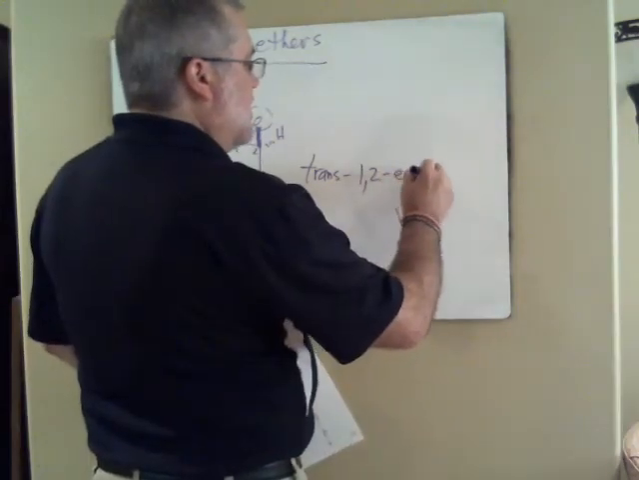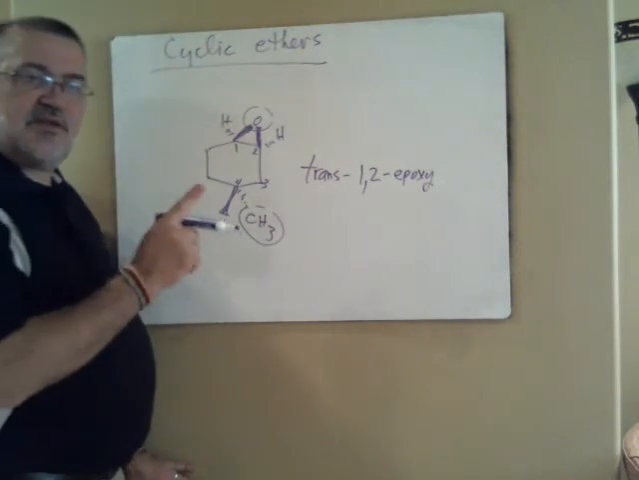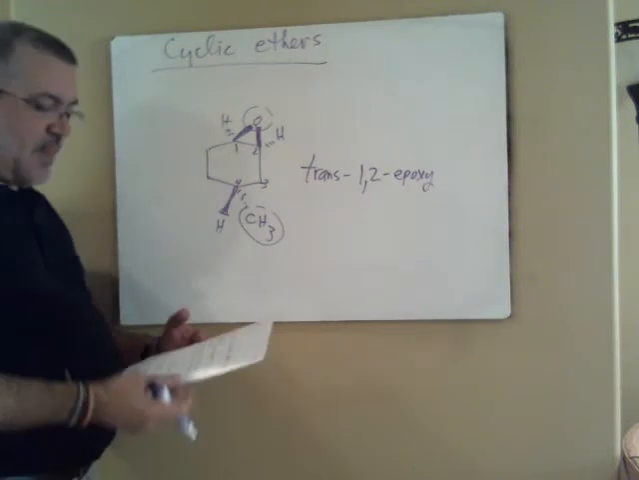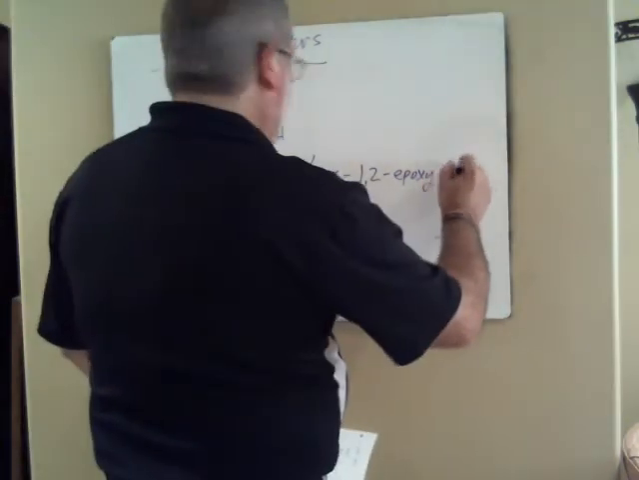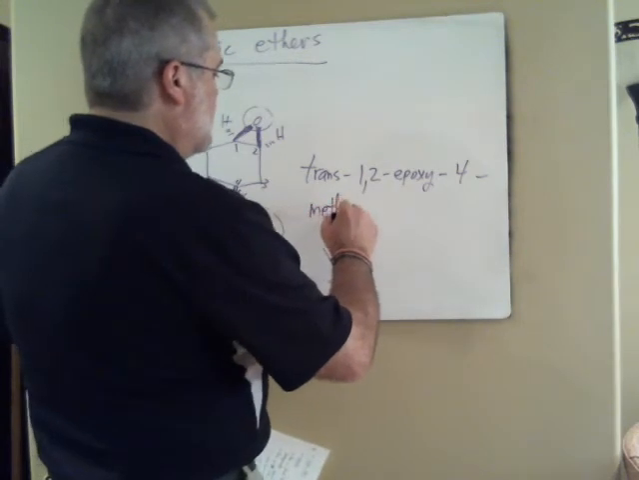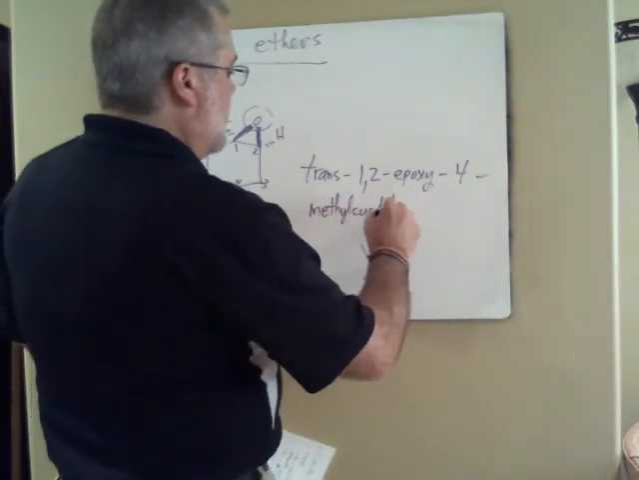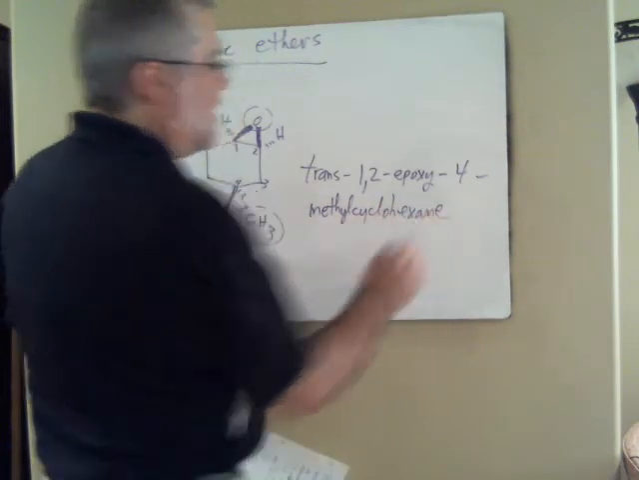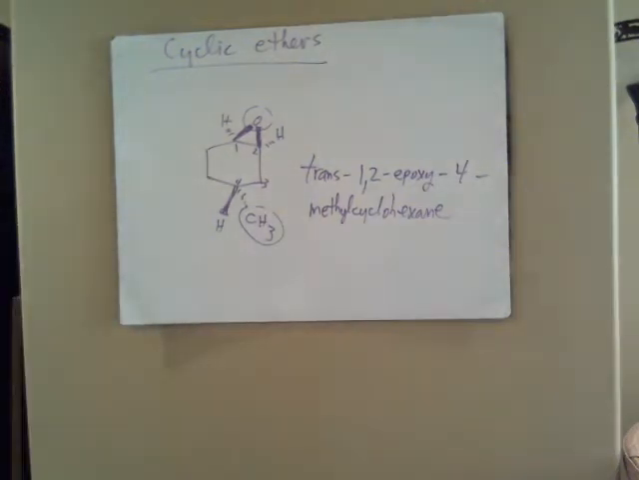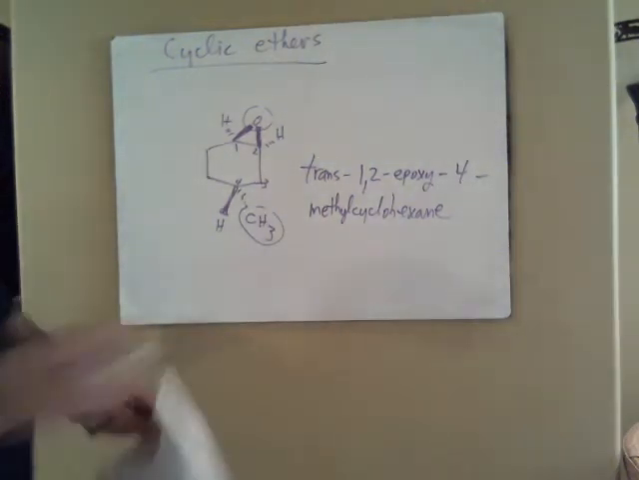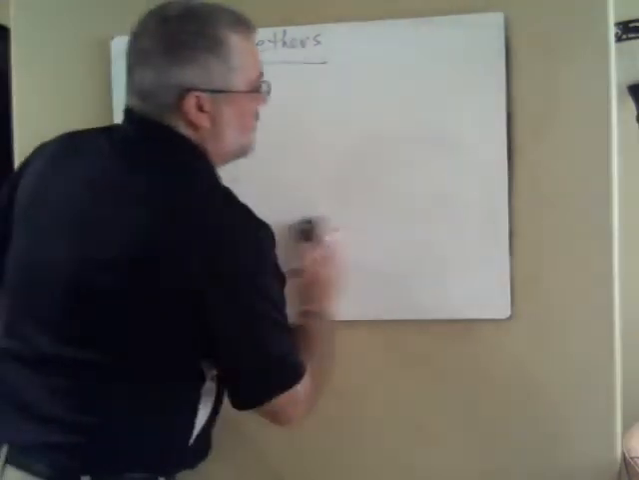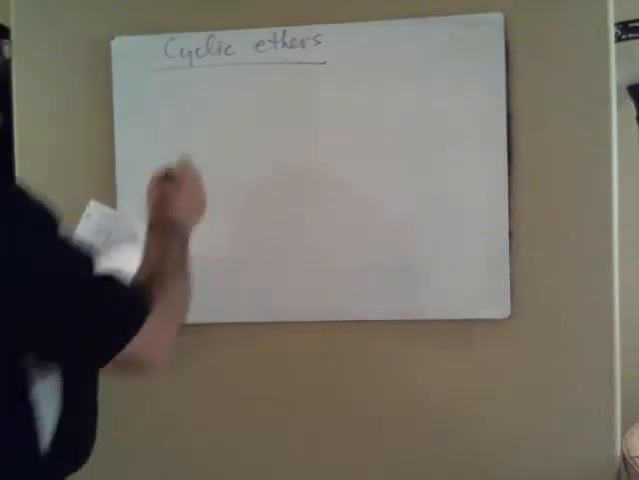epoxy. But I'm treating that really as one substituent that requires two location designations. Okay? And then my methyl group is in the 4 position, so 4-methylcyclohexane. Okay? Substituent name. Okay? And that's a cyclic example, but you do it the same way if your epoxide was acyclic. For example, if we started with this.